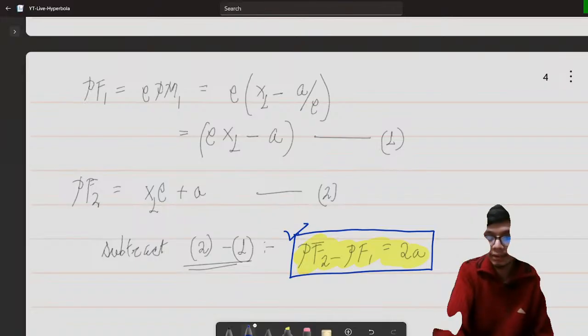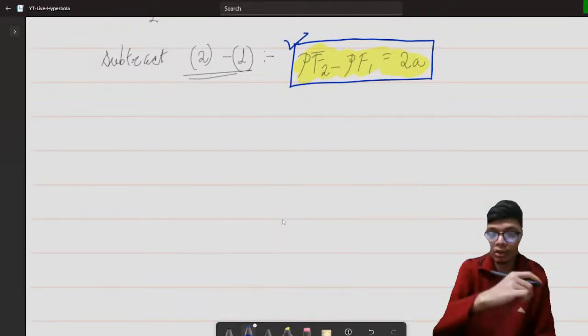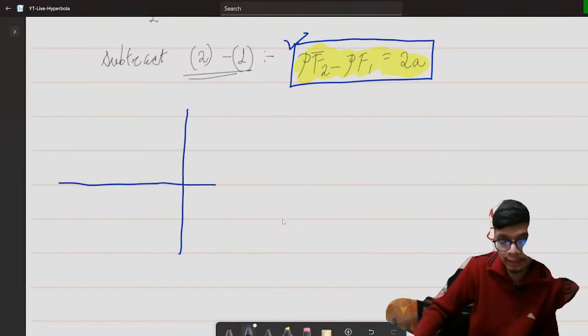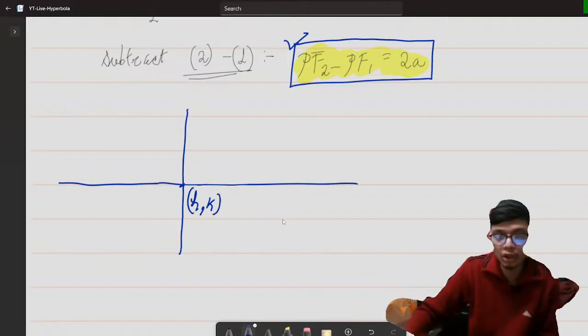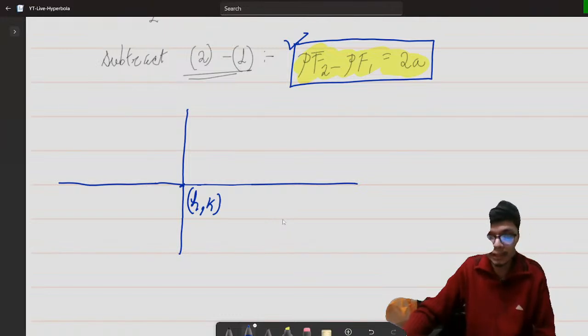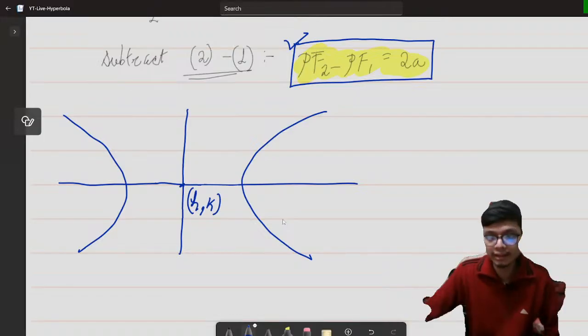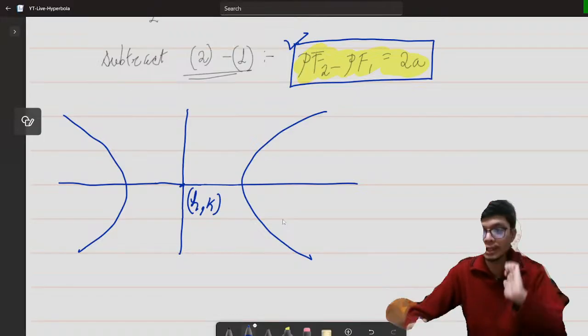Now, having the standard equation of the hyperbola, we can also shift the hyperbola such that the center is not at the origin. If I have another hyperbola such that the center is shifted to any other point (h, k), and the form of the hyperbola remains the same, such that the transverse axis is parallel to the x-axis and the conjugate axis is parallel to the y-axis. Okay, this particular arrangement remains the same.